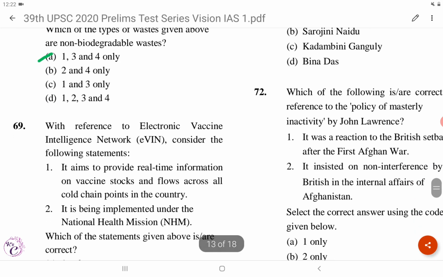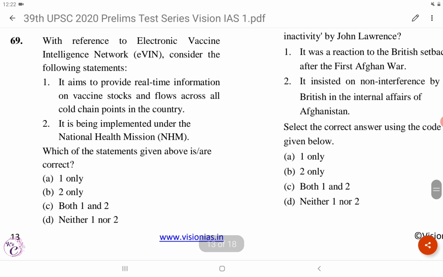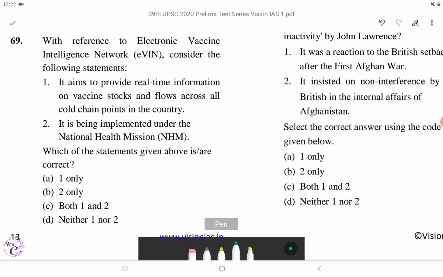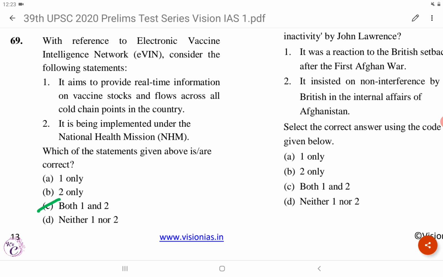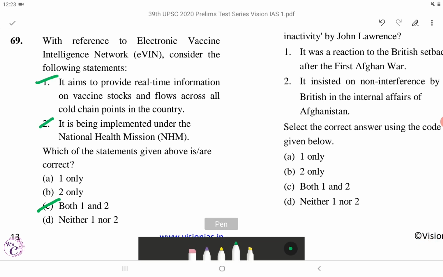Now let's come to question number 69. With reference to Electronic Vaccine Intelligence Network, EVIN, consider the following statements. Number 1, it aims to provide real-time information on vaccine stocks and flows across all cold chain points in the country. Number 2, it is being implemented under the National Health Mission, that is NHM. Which of the statements given above is or are correct? So the correct answer is C, that is, both the statements are correct.